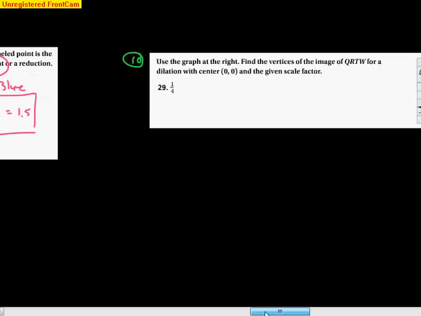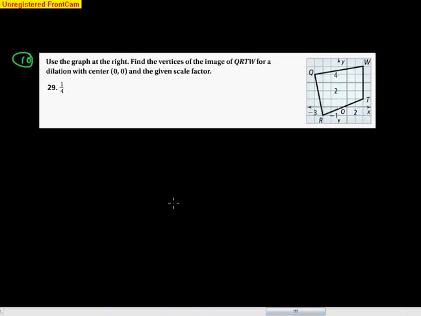Okay, last one here. All right, we have this picture. And again, I saw this when I made it. This is missing a y-axis. Make sure you fill that y-axis in as best you can. That's pretty bad. Okay, so the idea is we are going to dilate this picture of QRTW, center of 0, 0, and a scale factor of 1/4.